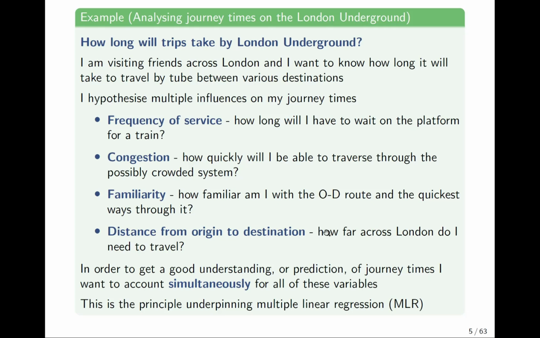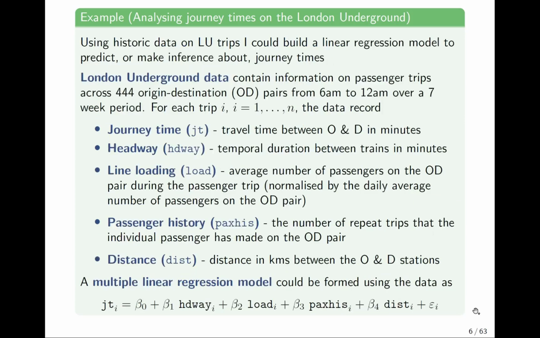Now, in order to get a good understanding or be able to predict my journey times, which is what I want to do, I need to account simultaneously for all of these variables. Each of these variables is going to affect journey time simultaneously, or if you like, in combination. And this is the principle underpinning multiple linear regression. I have multiple independent variables that affect my response. In this case, frequency of service, congestion, familiarity, distance. And I have a single response that I'm interested in, in this case, journey times.